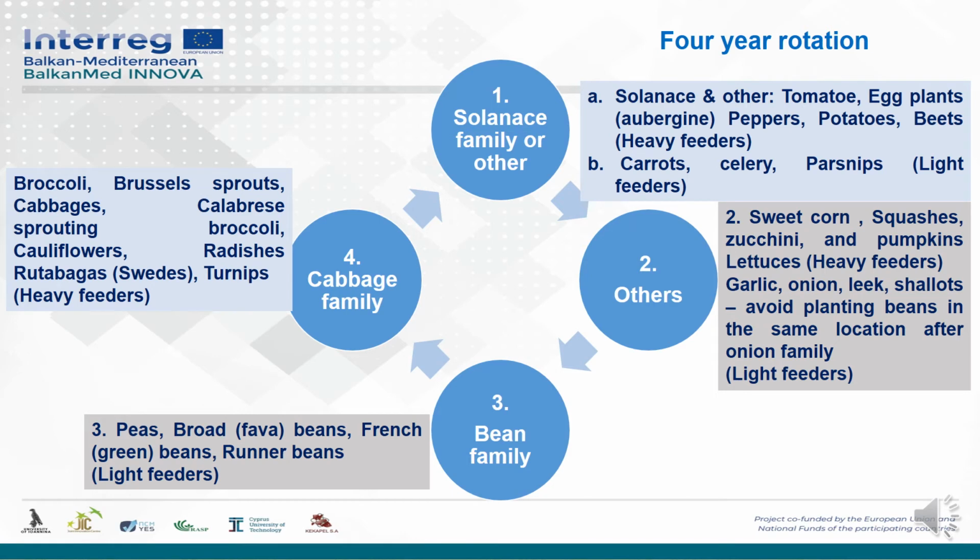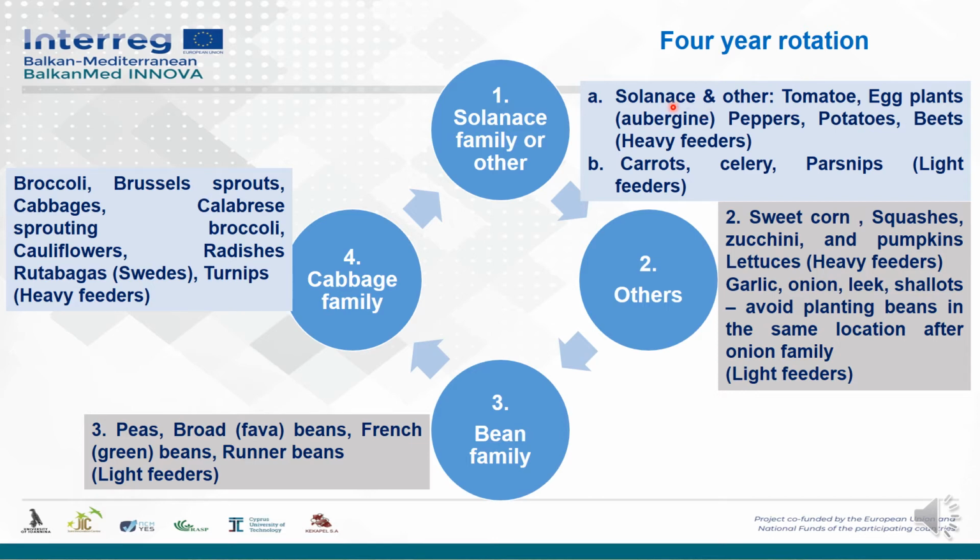One example of 4-year rotation. You'll find a table in the repository files on our platform, and this will give you the possibility to study it deeply and to try to understand and memorize it. So in this other example of 4-year rotation, we have grouped the plants in 4 groups. First group, second group, third group, and fourth group.